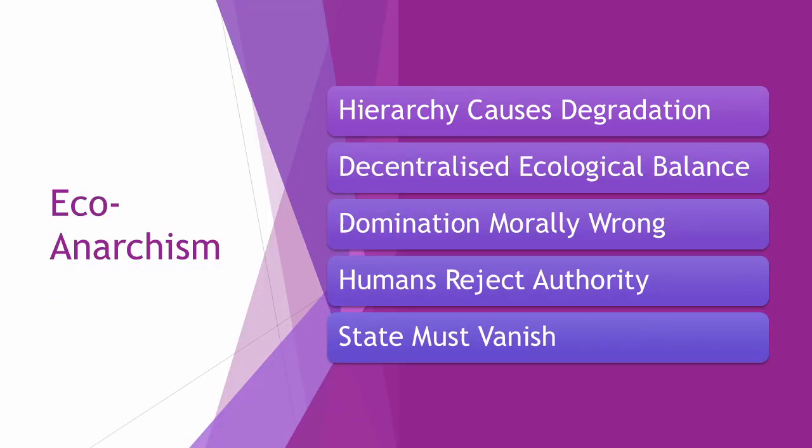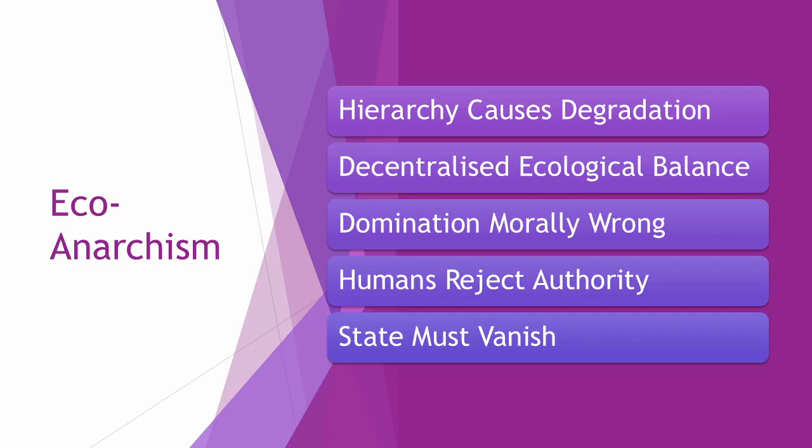Eco-anarchism holds that ecological degradation is rooted in hierarchy and can only be solved by dismantling the state. The eco-anarchist view on ecology is that ecosystems thrive without centralized control just as human societies should. The eco-anarchist view on holism is that decentralized communities live in balance with the wider ecological whole. The eco-anarchist view on environmental ethics is that all forms of domination, including domination of nature, are morally wrong. The eco-anarchist view on environmental consciousness is that humans must reject authority to reconnect with nature.